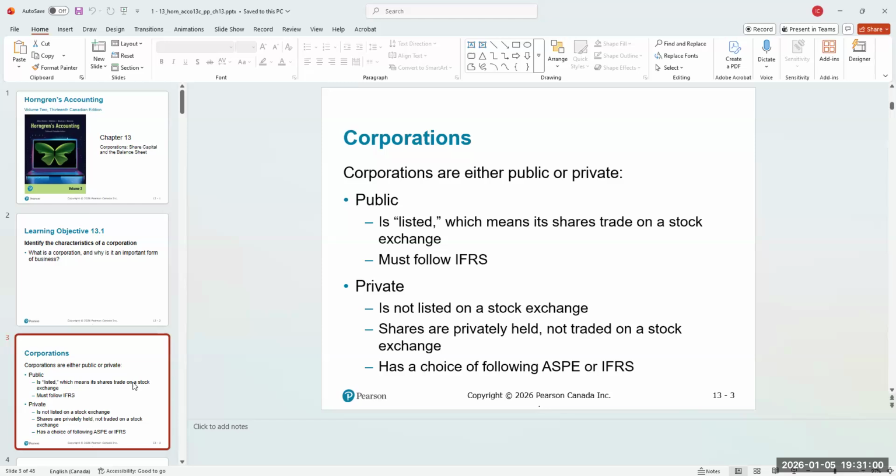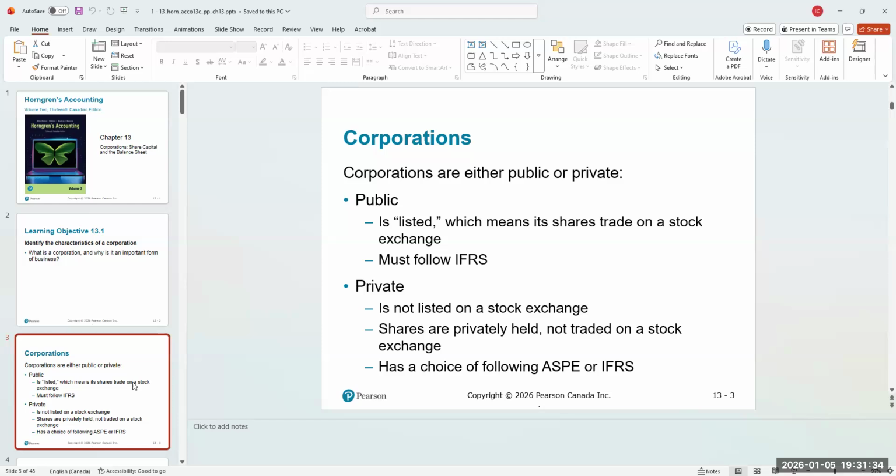What standards do they have to follow? They have to follow International Financial Reporting Standards. A private company doesn't have to be listed on the stock exchange. Obviously, their shares will be traded privately and they're not available on the stock exchange market. So you cannot buy shares of a private company. Which standards do they have to follow? They have options. They can choose between Accounting Standards for Private Enterprises or International Financial Reporting Standards.